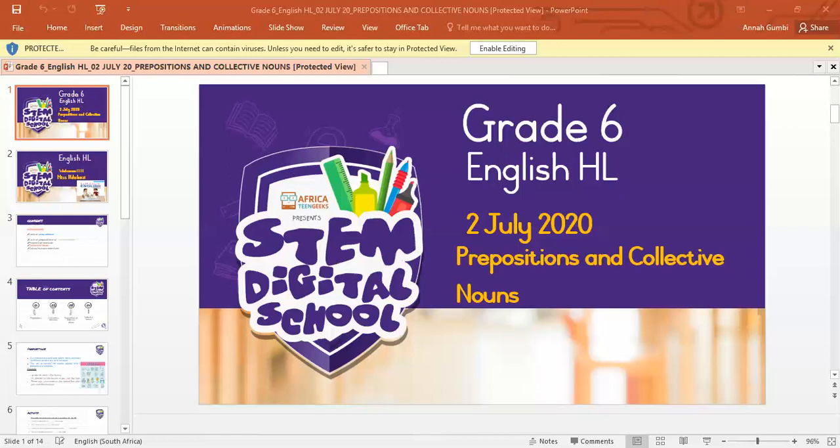Now, for our activity, we will need to complete the sentences with the prepositions in, on, at. We've got 9 sentences here. We will need to complete them using the following prepositions: in, on, and at. I will give you the first example.